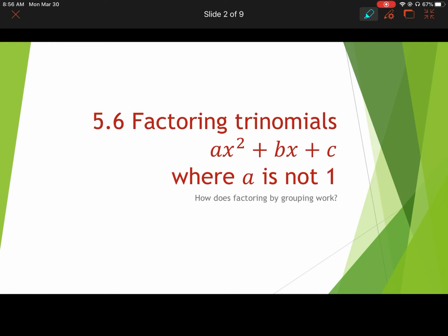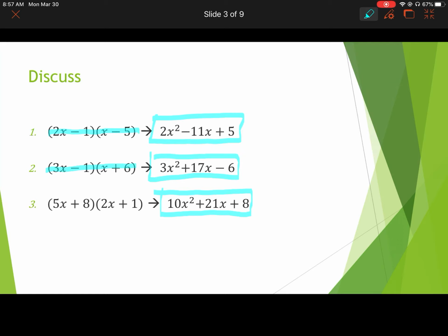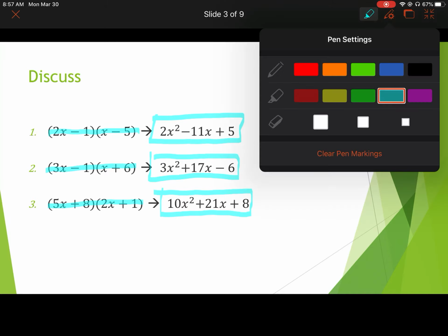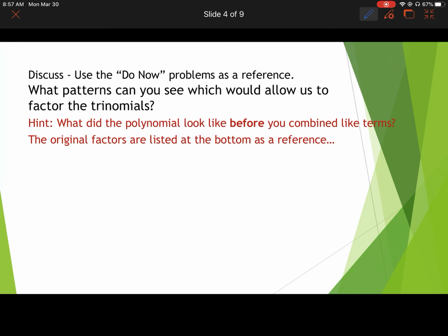So here's the title of the notes, factoring trinomials with ax squared plus bx plus c, where a is not a 1. All right. So let's get started. Let's talk about what are some of the ways we can look at a trinomial that has a lead coefficient that's not a 1, and how do we get it back to these original factors? Okay, that's the big question. All right, so we're going to start looking for patterns in this, and hopefully this becomes kind of self-evident as we go.